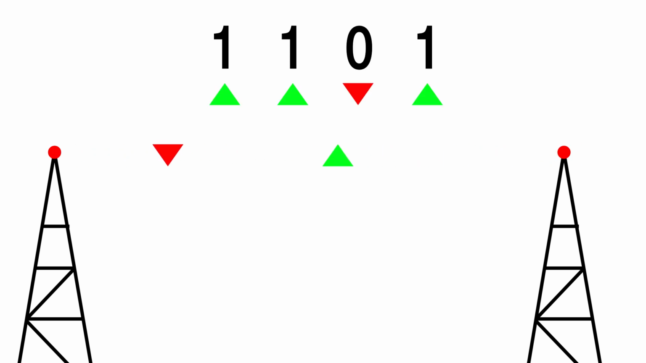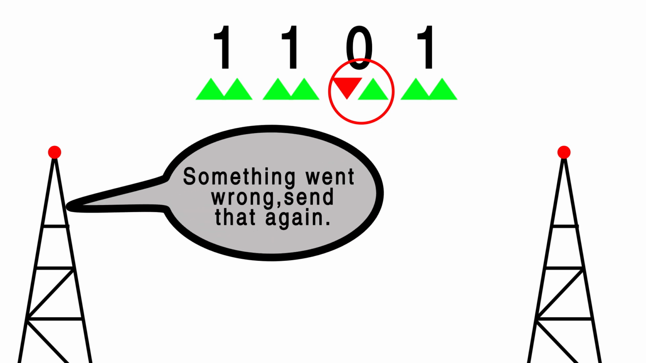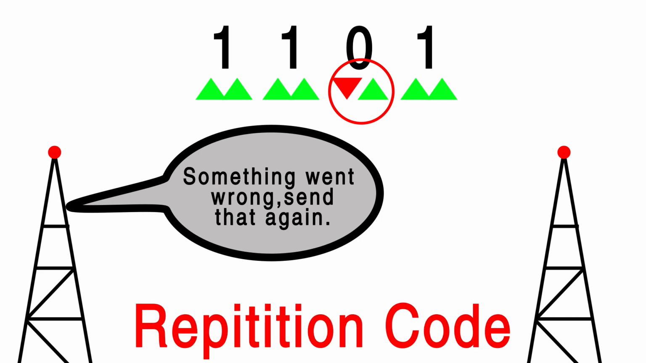If, for example, we want to send the number 1101, instead of sending high high, low high, we send high high, high high, low low, high high. This way, if any interference occurs, and say this low pulse was flipped to a high pulse, the receiving computer notices that a 1 and a 0 are in the same pair together, which isn't supposed to happen. It can then request that the data packet be sent again. This method is what's called repetition code.